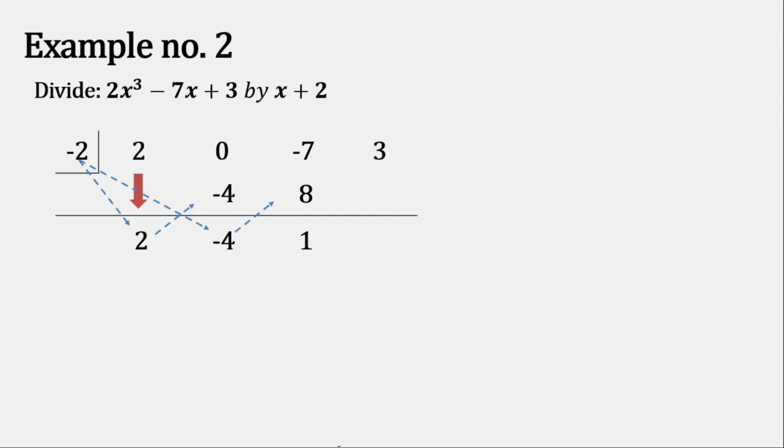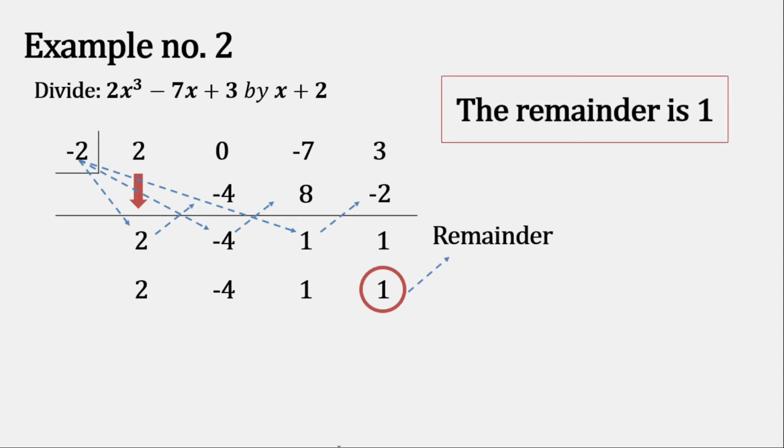Multiply it again to the divisor. Negative 2 times 1 is negative 2. Combine it again. The answer is 1. As you can see in here, the very last part of the answer will be our remainder. Therefore, the remainder, if we divided this polynomial by this polynomial, is 1.